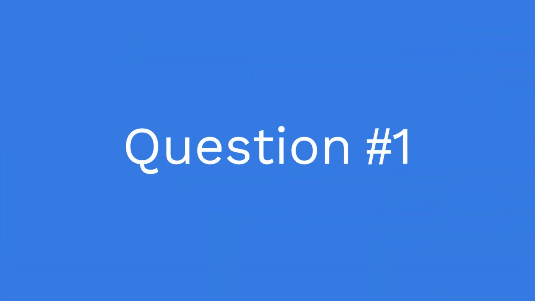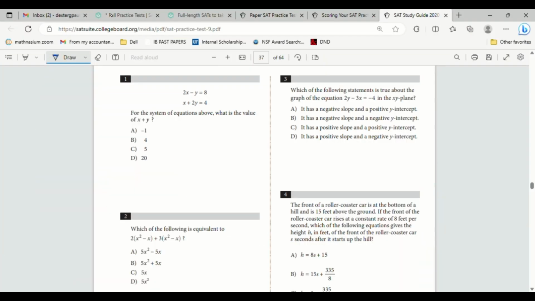So for the system of equations above, what is the value of x plus y? So I see here that if I multiply my first equation by 2, then I'll get my y variables in both equations to have the same coefficient and different signs. So if I do that, I get 4x minus 2y equals 16, and then I keep my second equation, x plus 2y equals 4. Now I can add my equations together and solve for x.